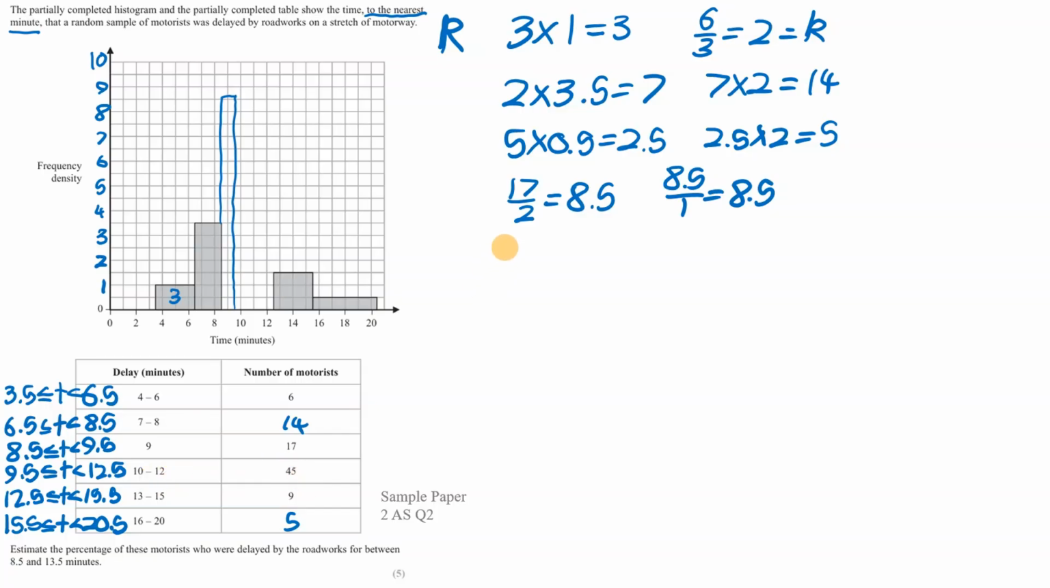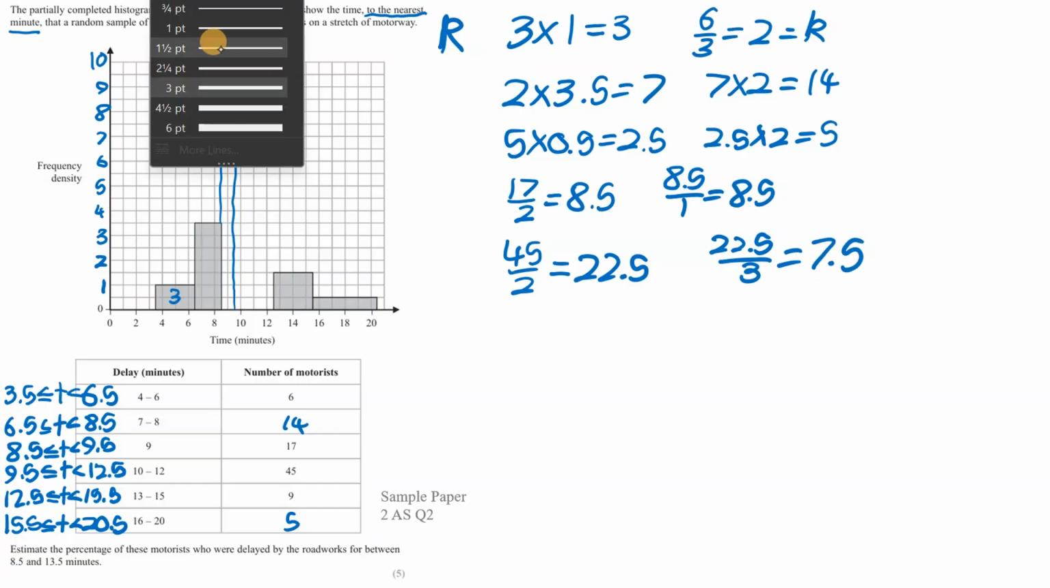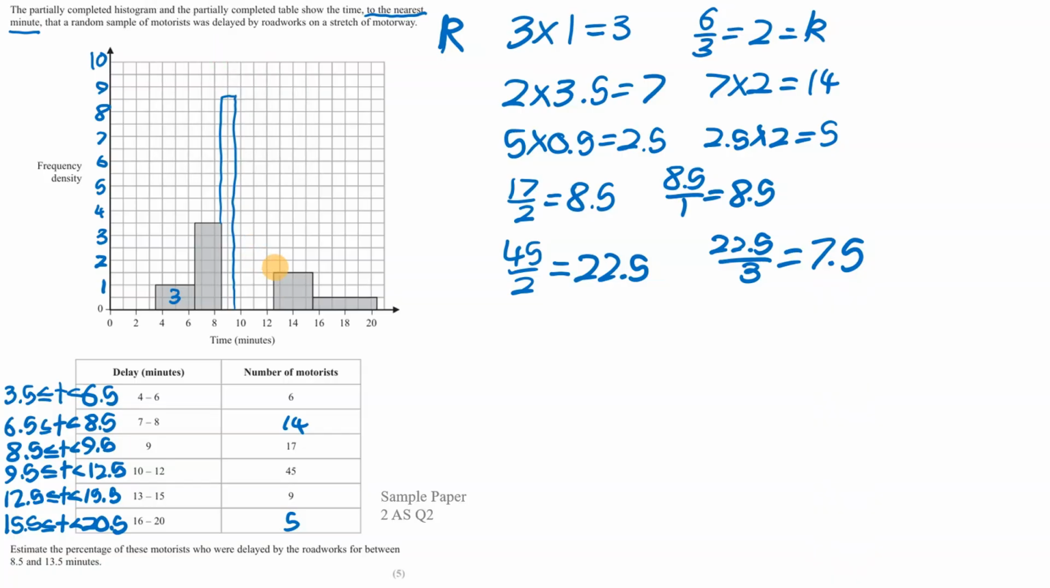So the frequency is 45, so 45 divided by 2 is equal to 22.5, so this is going to be the area. Now the width is between 9.5 and 12.5, so it's 3, so it's going to be 22.5 divided by 3, which is equal to 7.5. So this is going to be the height of the bar. So it's going to come up to 7.5, which is here like this. So this here is going to be the bar for 10 to 12. So we've completed the histogram and we've completed the grouped frequency table.